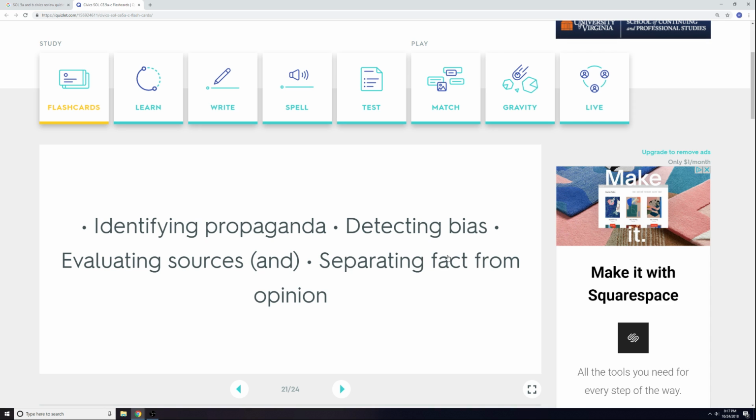And separating fact from opinion, being able to tell when somebody says, well, I think that the color of the dress is purple. All right, they're telling you their opinion when you could actually just look on the little tag and get it as fact.